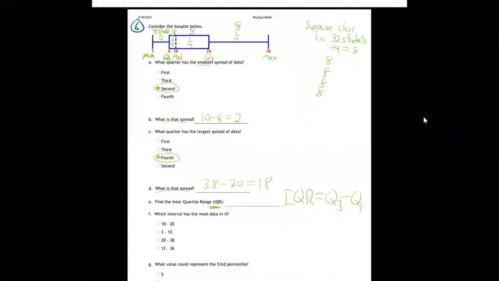So my Q3 is 20 and my Q1 is 8. So subtract those and we get 12. So the IQR, the range between the quartiles, basically it's the width of the box. It's how wide the box is from Q1 to Q3, which is the left edge of the box to the right edge of the box, 8 to 20 is 12.